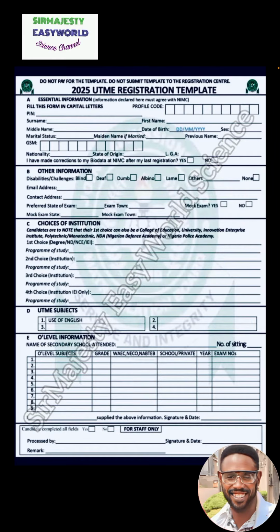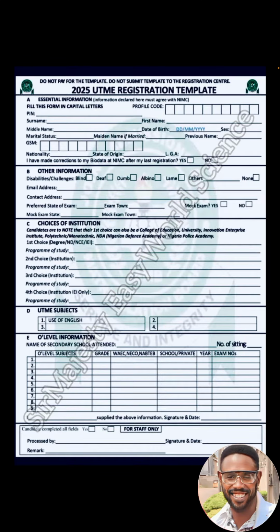Here I'll be guiding you on how to fill the UTME registration form. This is the template. I advise that you should be careful while filling this form because mistakes might cost you money and time, and it's not what you want. So that's why you have to watch carefully to the end before you start filling your UTME form.